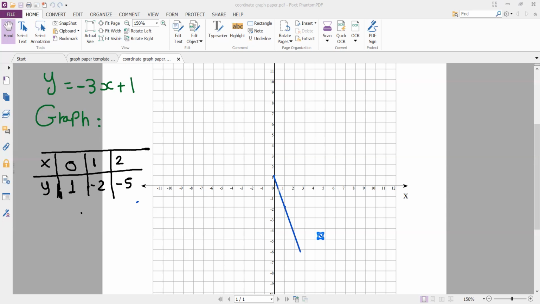Do you know when x equals -1, what is the value of y? -3 times -1, it's 3. 3 plus 1 is 4. So we have here -1 and 4. And when x equals -2, what is the value of y? It's 7.